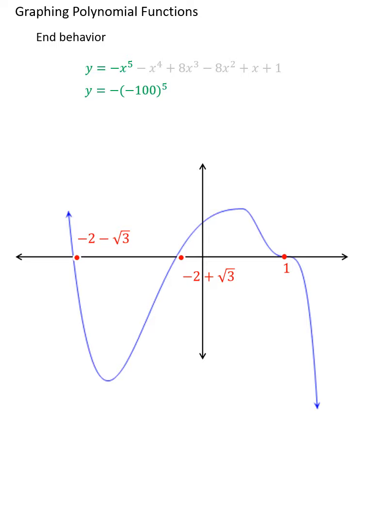But of course, we have to follow the order of operations, so we have to do negative 100 to the 5th power first. That would be a negative number, which when multiplied by the negative 1, indicated by the minus outside the parentheses, would yield a positive answer. And that confirms that as x approaches negative infinity, y is approaching positive infinity.